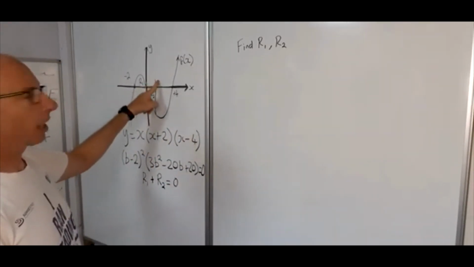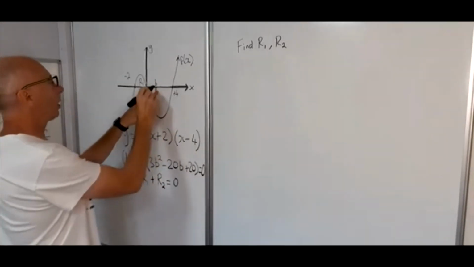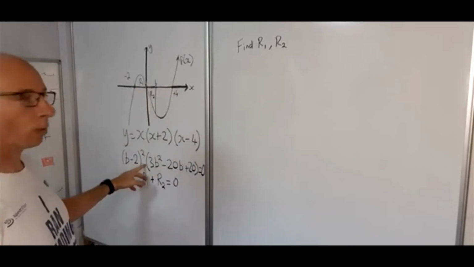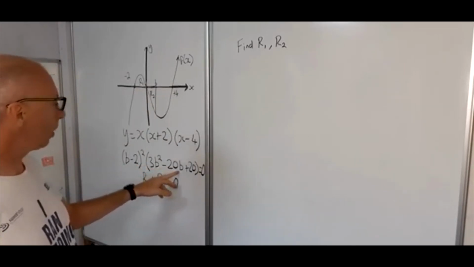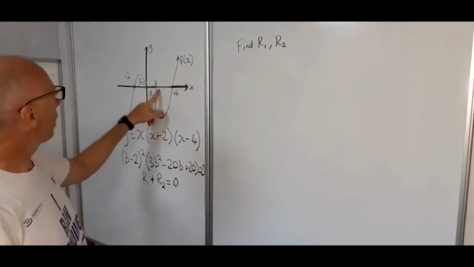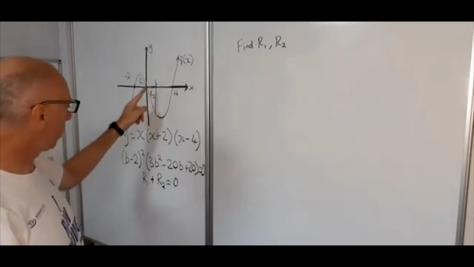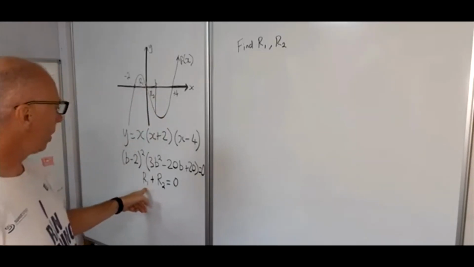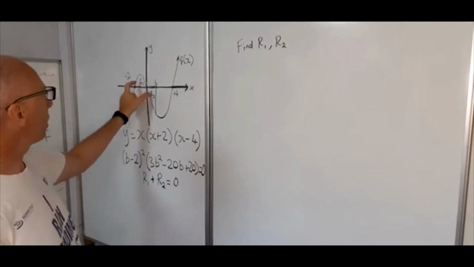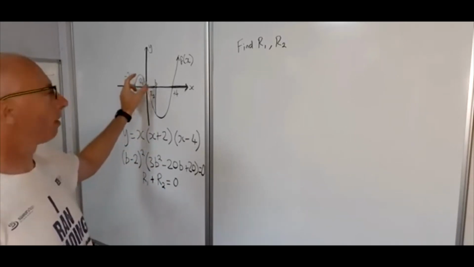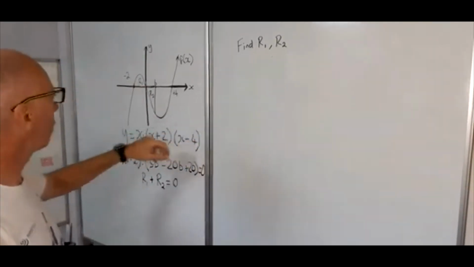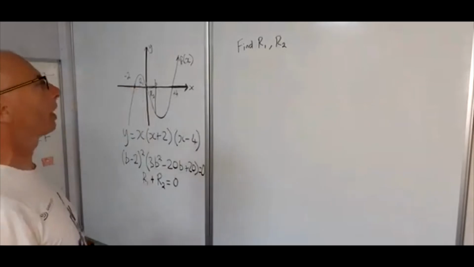And then we're also given a point B on this graph here. B is given as (b minus 2) squared times (3b squared minus 20b plus 20) equals 0. That's the only information we're given about B so far. And obviously we've got this condition, R1 plus R2 equals 0, so basically the sum of these two areas is 0. So how are we going to find R1 and R2? Well, integration is going to be the key.